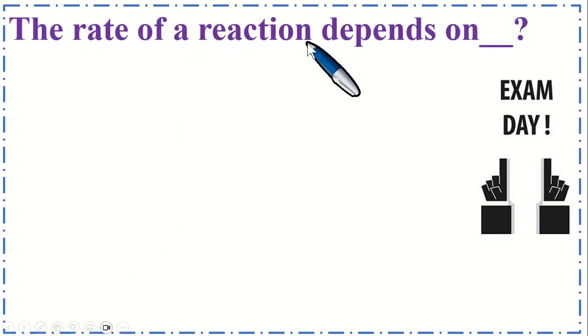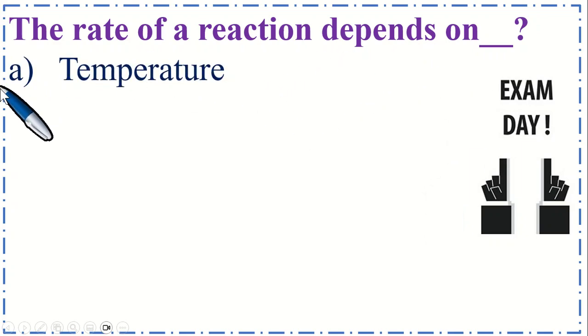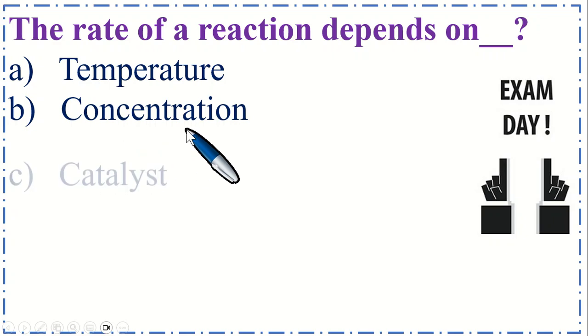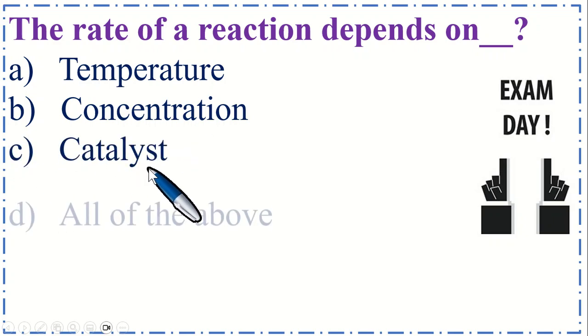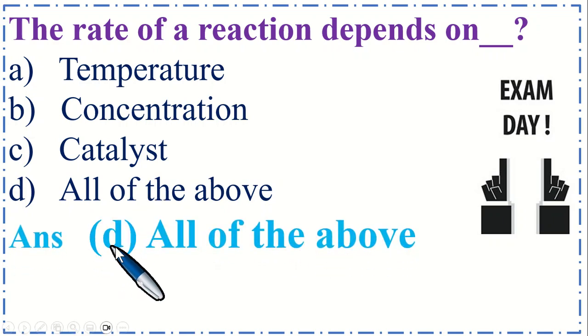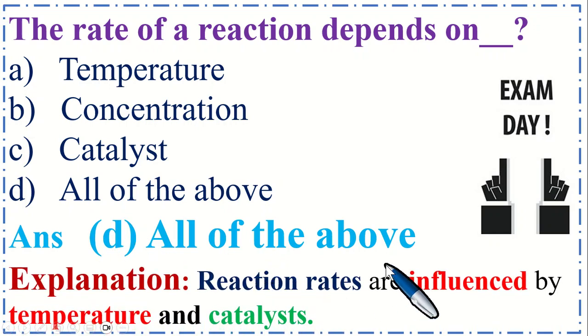The rate of the reaction depends on dash. Option A, temperature. B, concentration. C, catalyst. And option D, all of the above. So the correct option is D, all of the above. Reaction rates are influenced by temperature and catalysts.